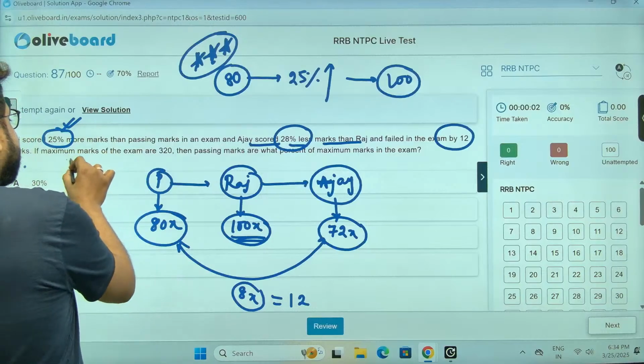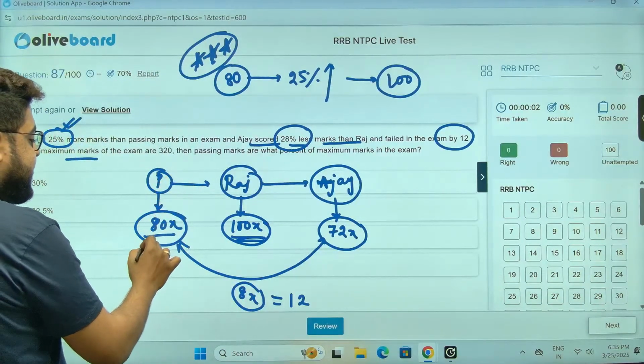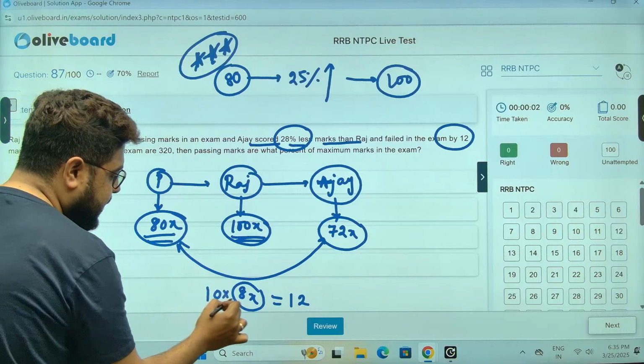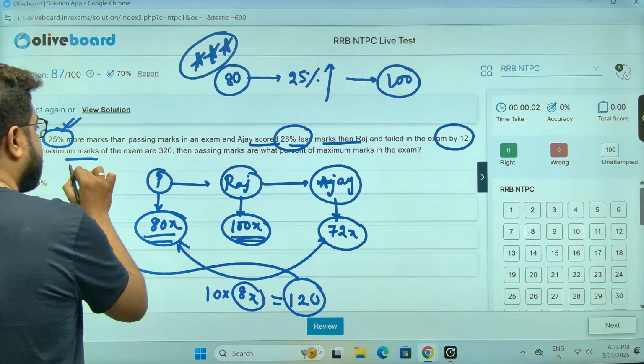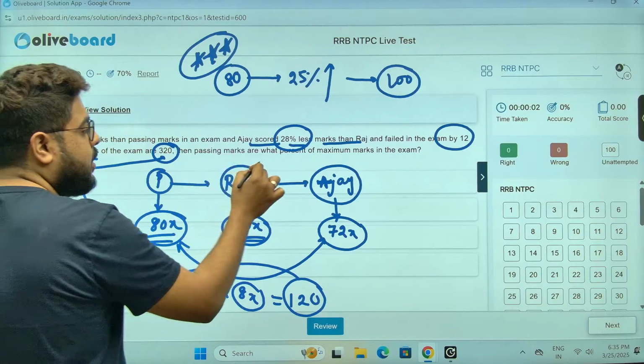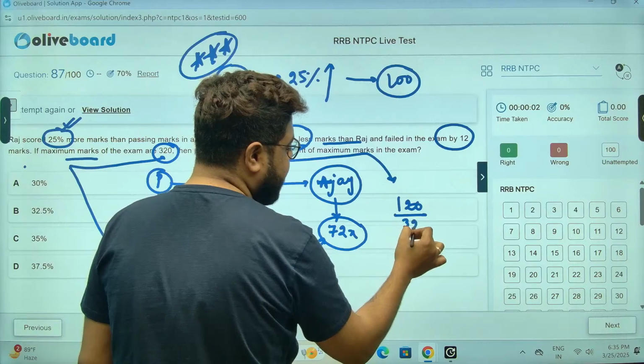Now, maximum, sir, I need passing marks. Passing marks is how much, sir? 80x. Meaning, sir, into 10. The answer, this is passing marks. 120 out of 320, sir. Like this is asking percentage. 120 by 320 into 100, sir.